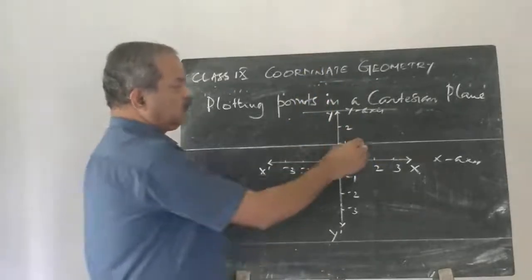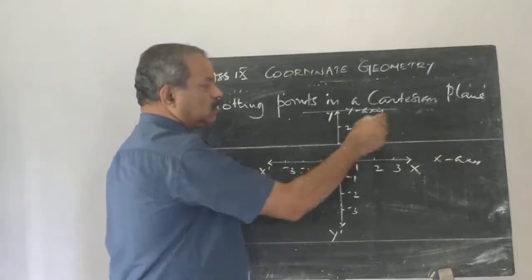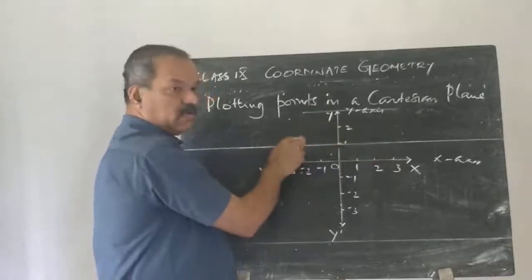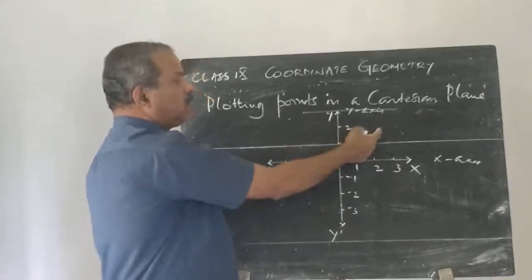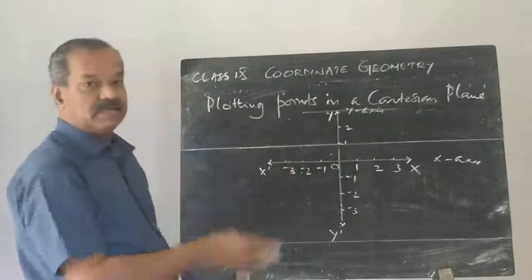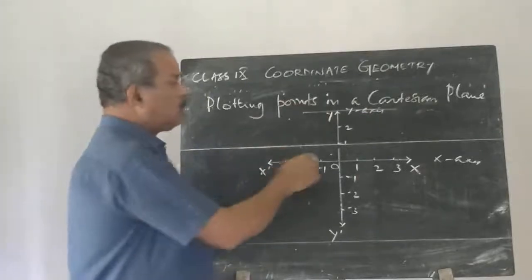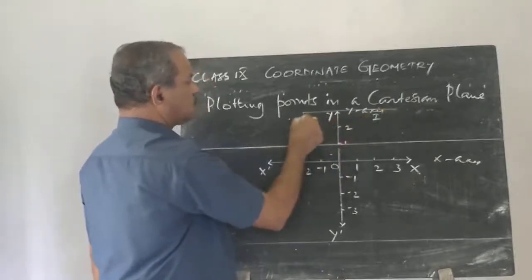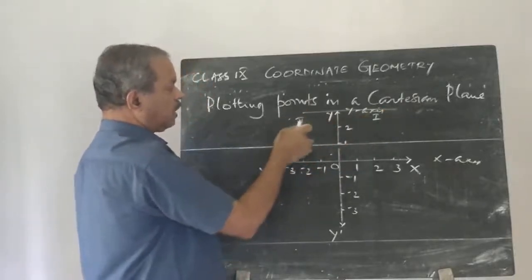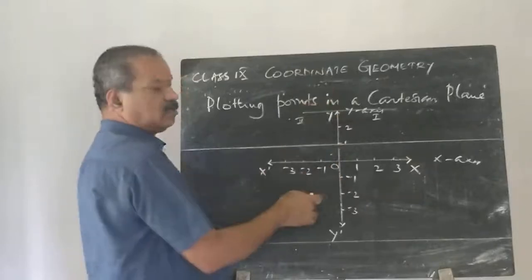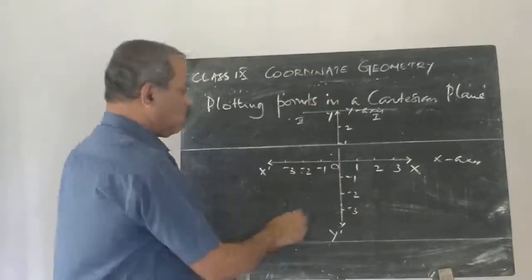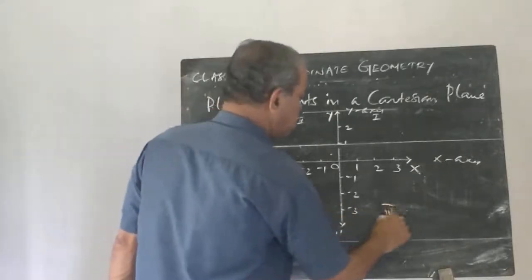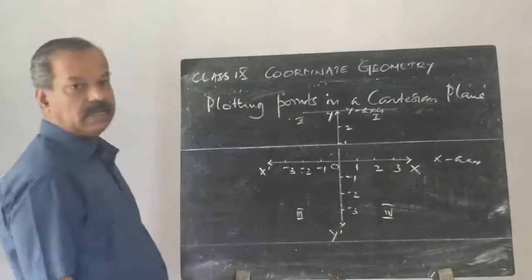And we know that in the first quadrant both the x coordinate and y coordinate are positive. Then the second quadrant: we count the quadrants in the reverse, anticlockwise direction. So this is the first quadrant, second quadrant. In the second quadrant, the x coordinate is negative and the y coordinate is positive. In the third quadrant, both x and y are negative. In the fourth quadrant, the x coordinate is positive and the y coordinate is negative.